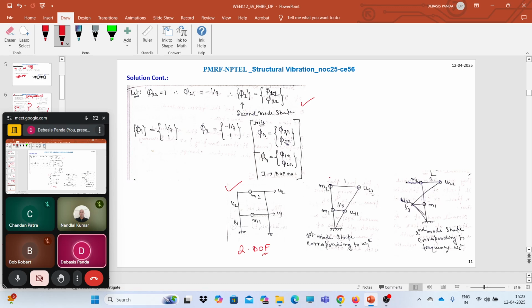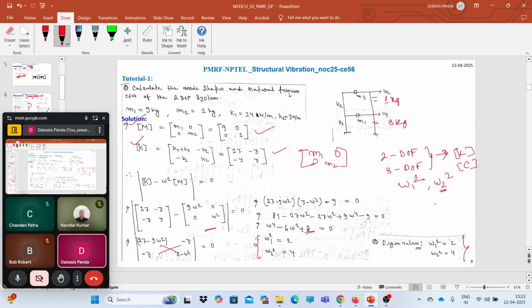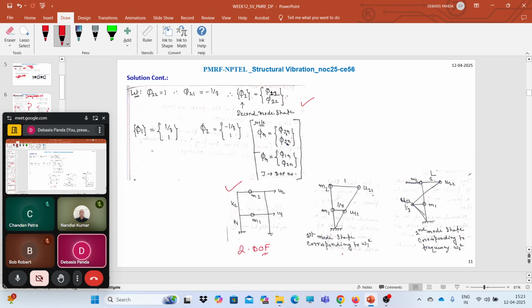Our first natural frequency omega 1 square comes as 2, and omega 2 square comes as 4. So corresponding to omega 1 square equals 2, this will be the mode shape, and corresponding to 4, this will be the mode shape.